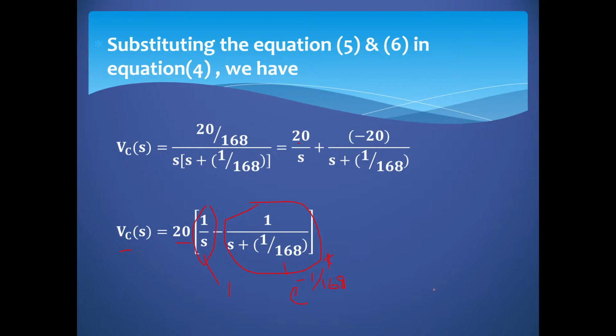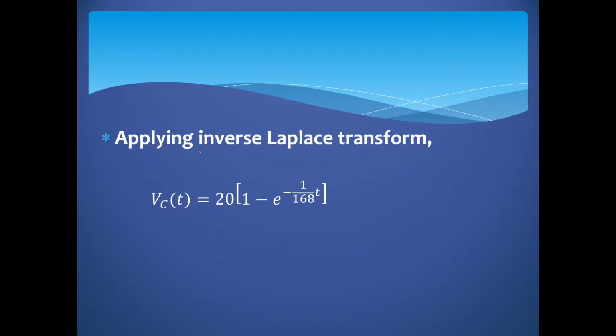Let us go for inverse Laplace transformation to determine the voltage across the capacitor. Applying inverse Laplace transformation, this is what you will get. This is the voltage across the capacitor. Inverse Laplace of 1 by s is 1. Inverse Laplace of 1 by s plus 1 by 168 is e power minus 1 by 168 t. Just write it down.